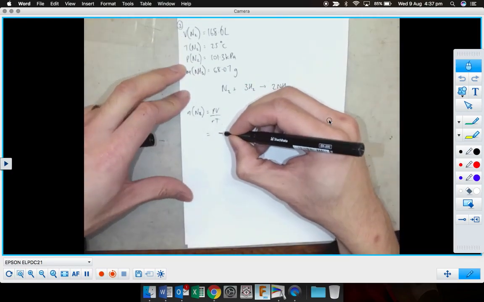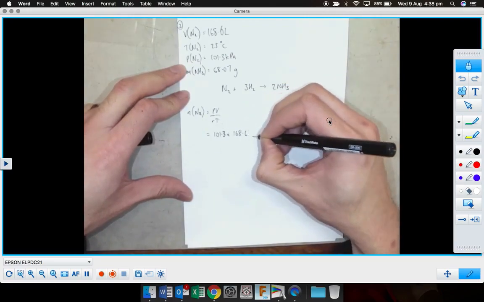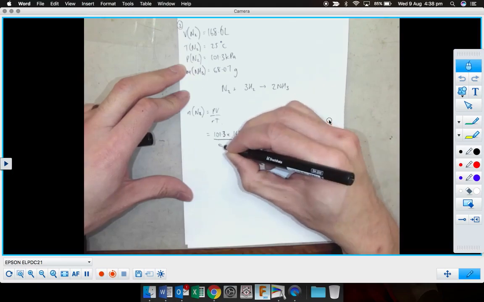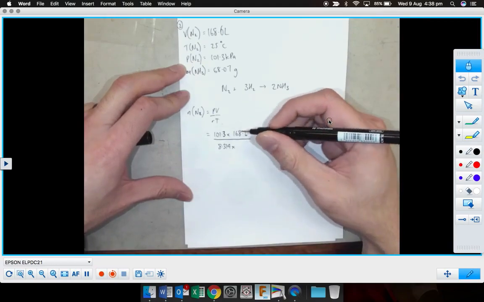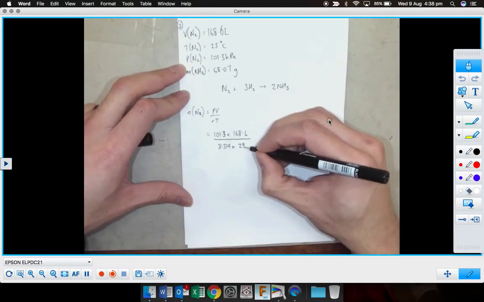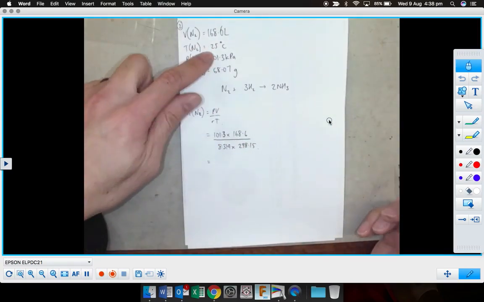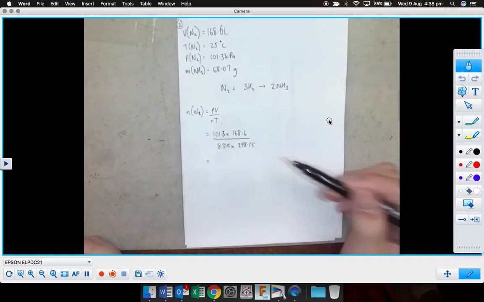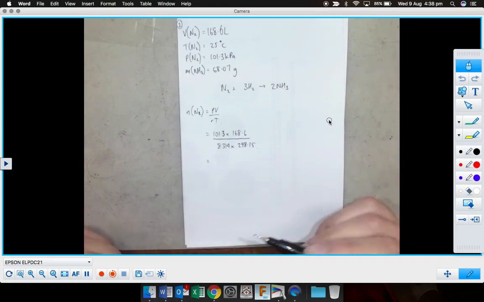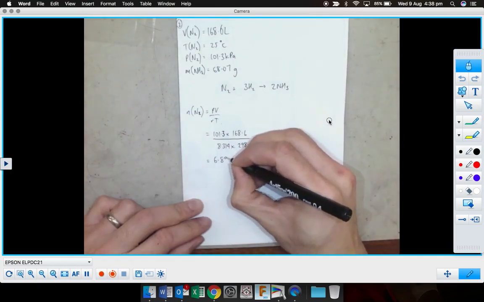Pressure is 101.3, volume 168.6 over R, 8.314 times T. Now T has to be in Kelvin, 298.15. Okay, 25 degrees Celsius plus 273.15, which will get you the temperature in Kelvin. Okay, so what's that equal to? That's equal to, then, the number of moles of N2 is 6.89 moles.